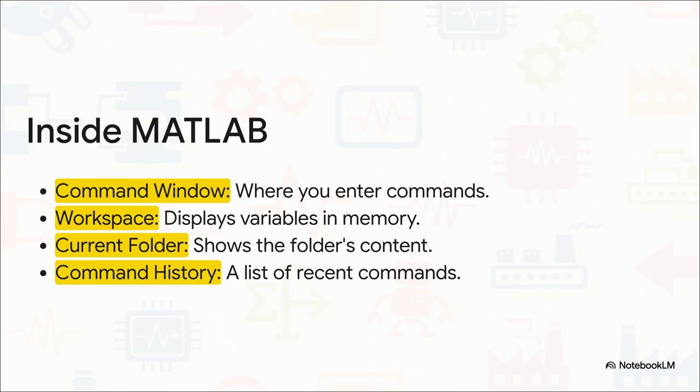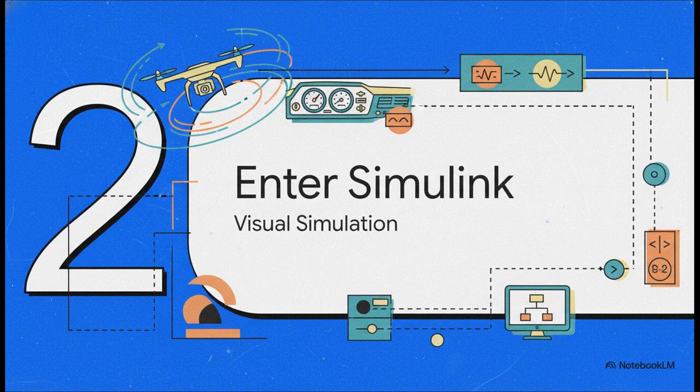It's a powerful setup, for sure, but notice something? It's all about text. It's a very code-centric world. So what happens when you need something more visual? What if your system is constantly changing over time? I'm talking about a dynamic system, like a car's cruise control or the flight path of a drone. For something like that, we need to move from typing code to drawing diagrams. So let's enter the world of Simulink.